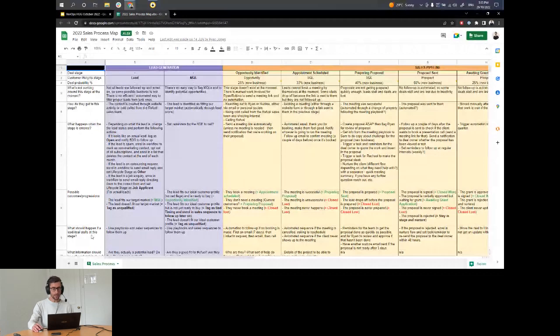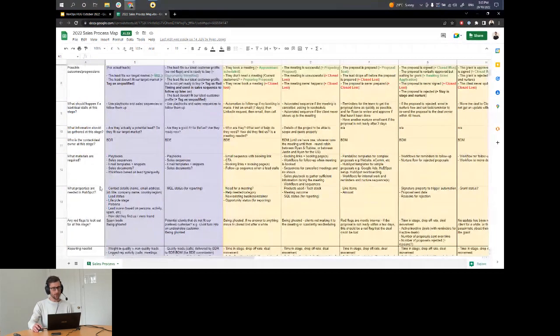What should happen if a lead or a deal stalls at this stage? So if someone gets stuck, if one of your potential customers gets stuck in this stage, what do you need to do about it? Do you need to follow them up? Do you need to give them some more content? Try to identify that.